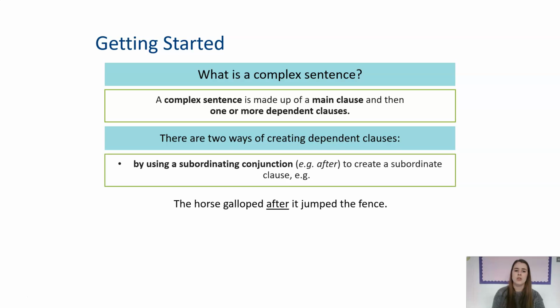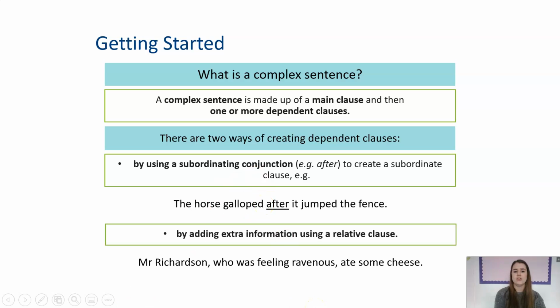You can either use a subordinating conjunction to create a subordinate clause, so: the horse galloped after it jumped the fence. Or you can add additional information using a relative clause. Here, this is where it's been embedded into the sentence. If we take that information out and get rid of it, we're left with the main clause. So: Mr. Richardson, who was feeling ravenous, ate some cheese.